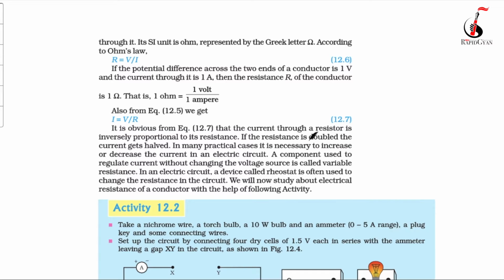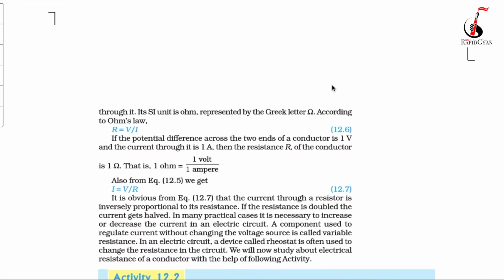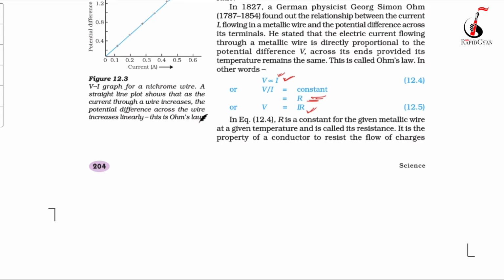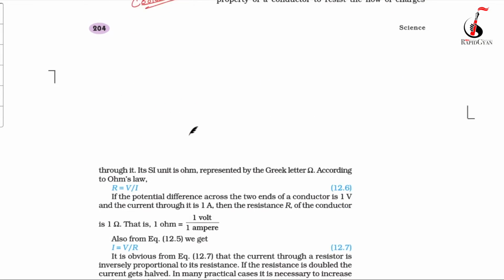I have told you there are conductors and there are insulators, correct? We know that conductors are good carriers of electric current. So the resistance in conductors is very low. At the same time, the resistance in insulators is very high. Because of the resistance only, we cannot pass current through those insulators.